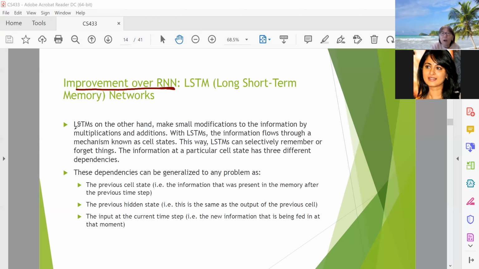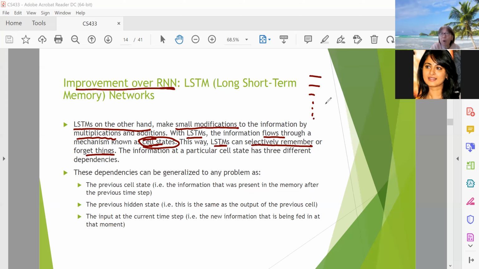LSTM can make small modifications to the information, and we will see this is done using multiplication and addition. For LSTM, we will also see that information flows through what we call a cell state. The network can selectively remember or forget things. So when you have a paragraph, you may have multiple sentences. So this is the first sentence.